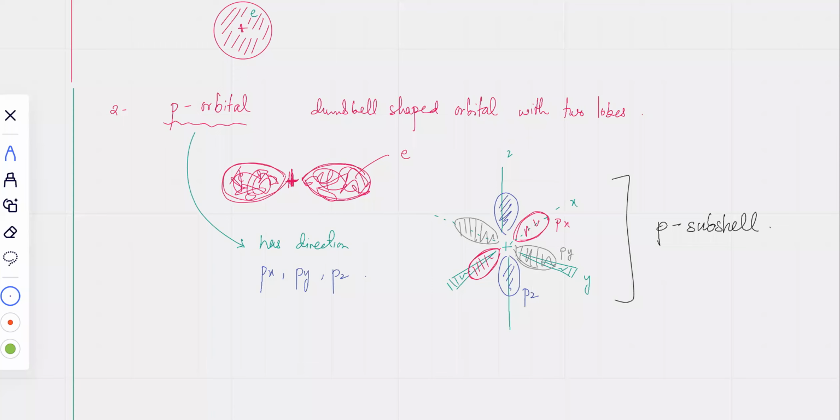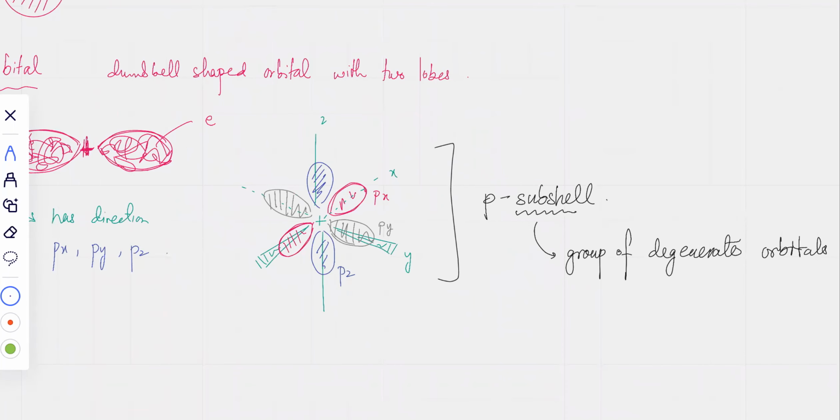Anyways, that's a p subshell, and I'm going to explain what a subshell is. A subshell is this subshell over here. It's a group of degenerate orbitals. They use the word degenerate orbitals. I'm going to explain what that means. Hopefully, you do understand that it's a group of orbitals like px, py, and pz. If you combine all the regions together, this entire thing is known as a subshell.